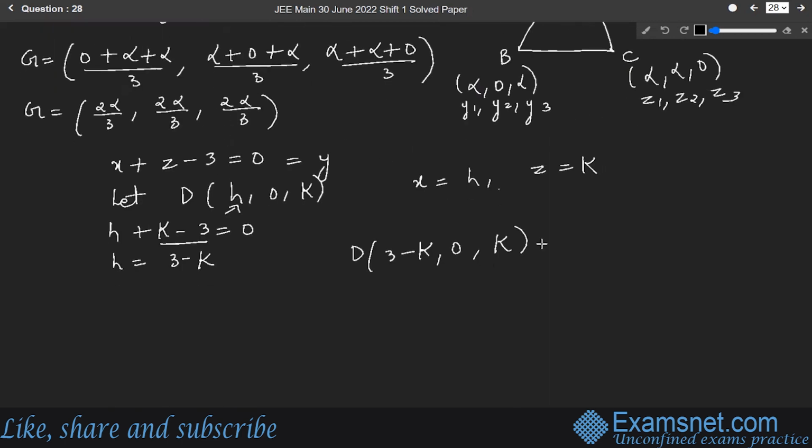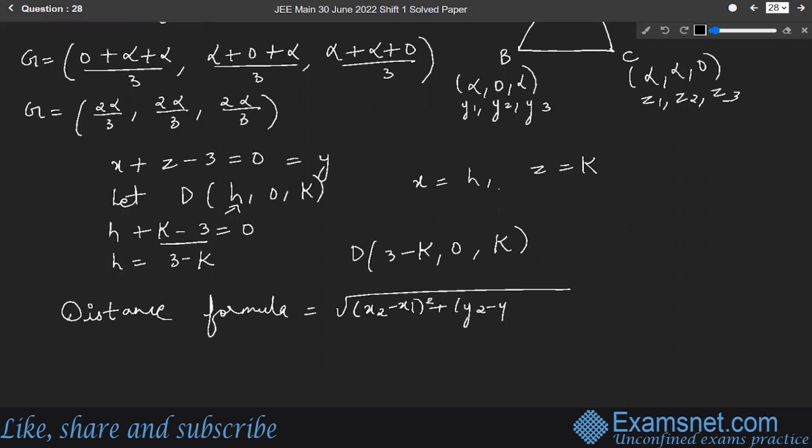Do you know how to find the length or the distance between 2 points? We have to use the distance formula. What is the distance formula? The distance formula is the under root of (x2 minus x1) square plus (y2 minus y1) square plus (z2 minus z1) square.